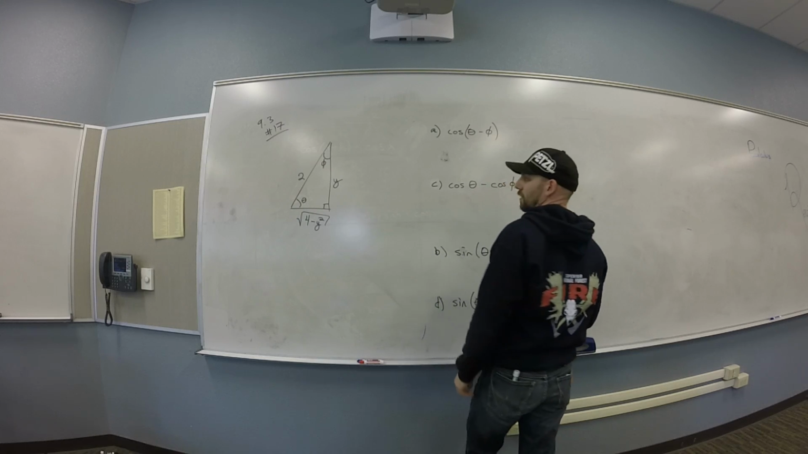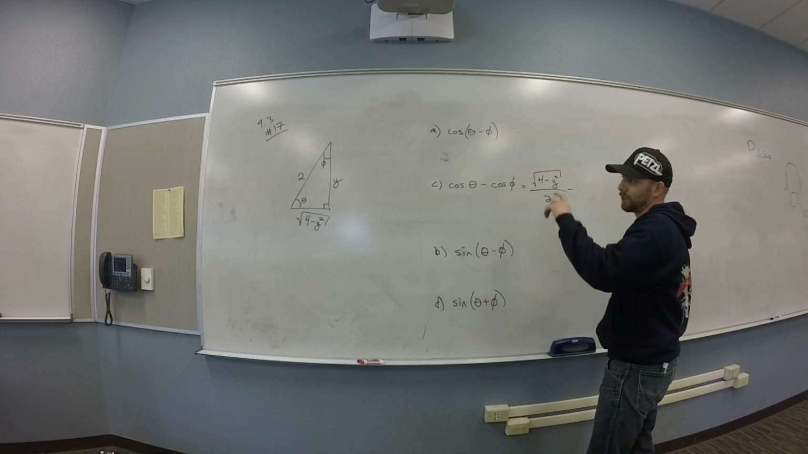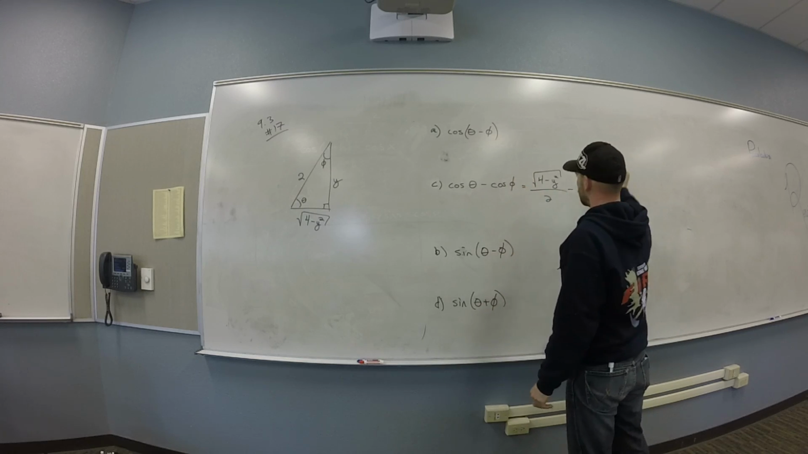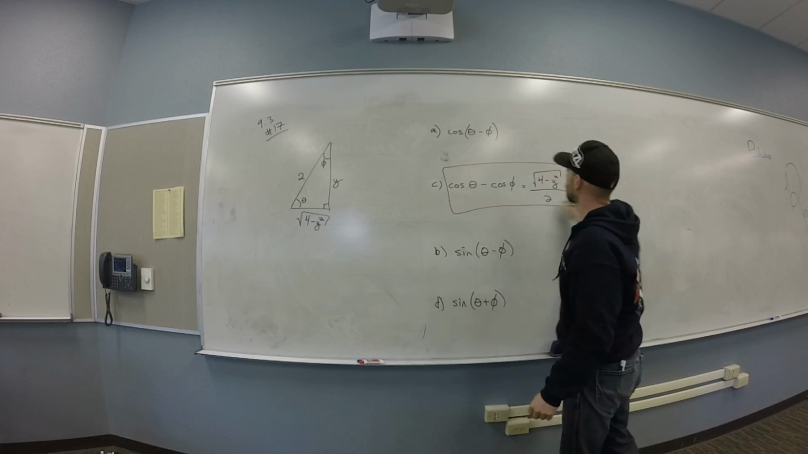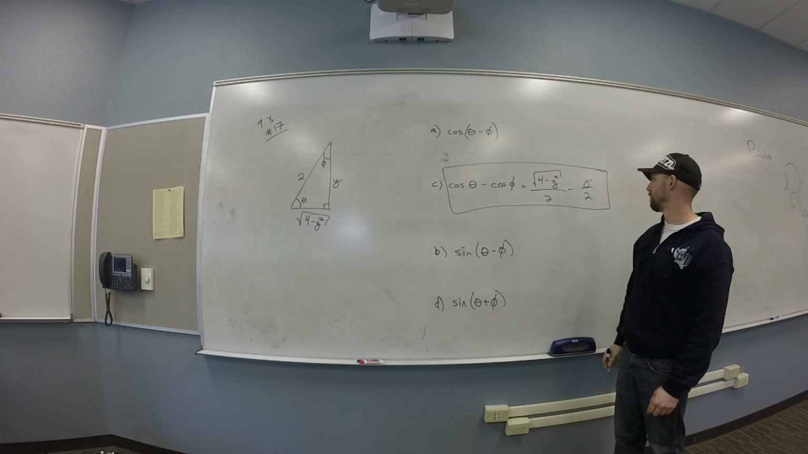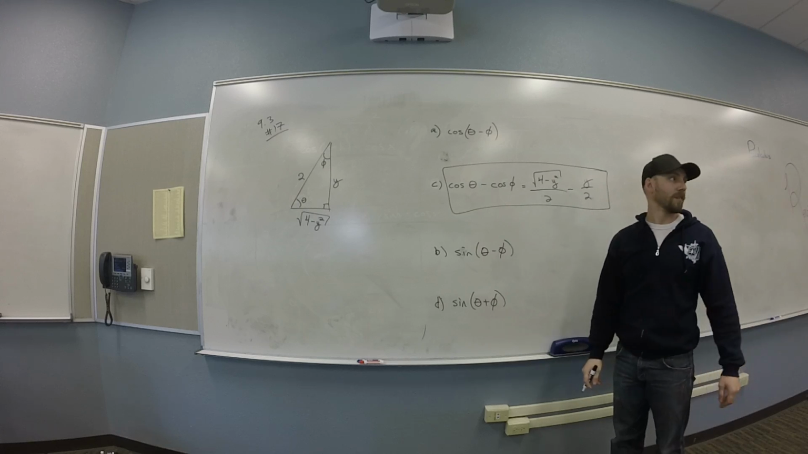And then I should subtract. Cosine of phi is y over 2. Check, done.